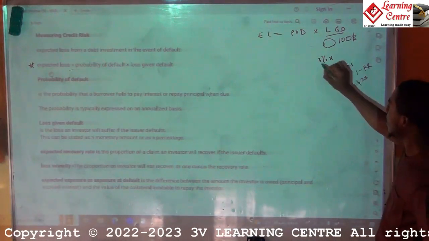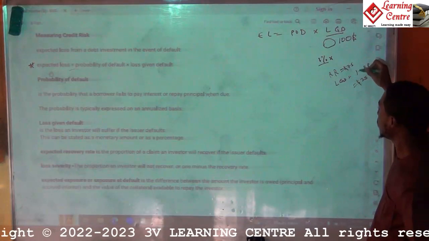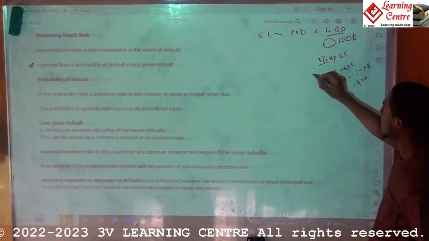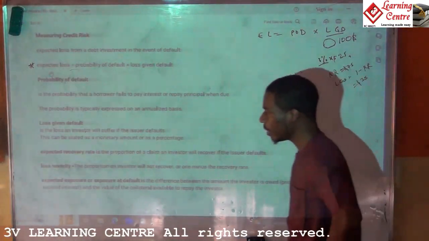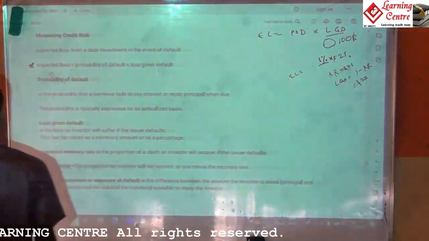So I have my probability of default. I have my loss given default at $25. It's very, but it's a very complex topic anyway.